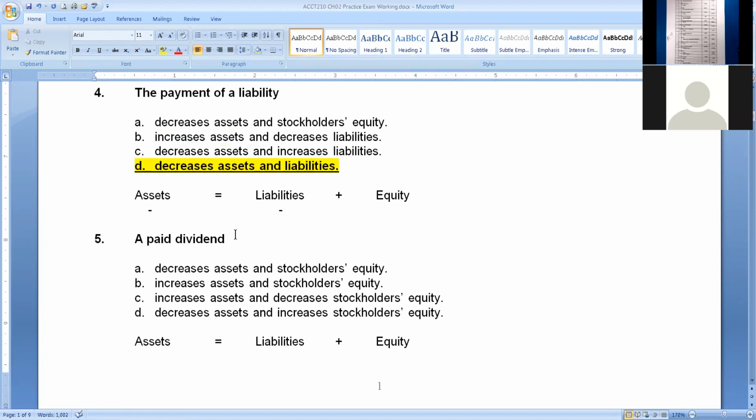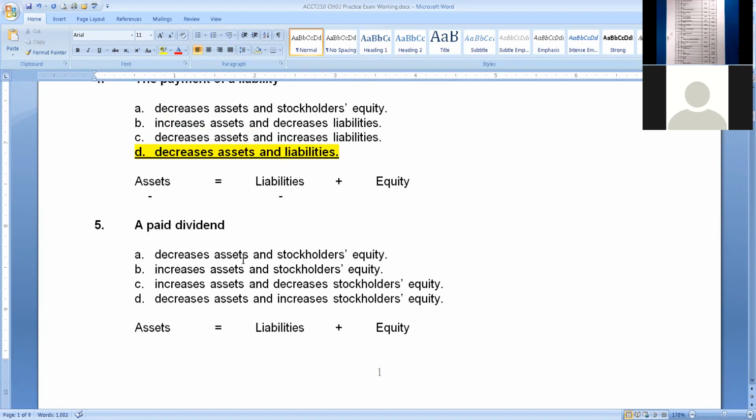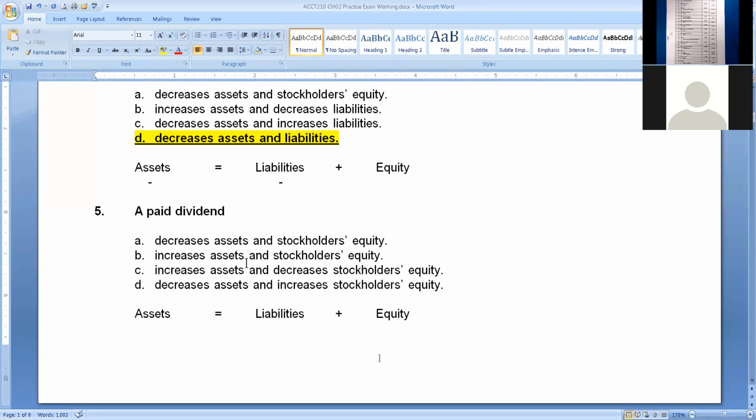Okay, 5, paid a dividend. This one's a kooky one, because of the way the book shows dividends being paid out. I don't have any problem with the way they show it, but it makes this one a little hard. Let's do the easy part. What did they pay the dividends with? Cash. So cash is an asset, it's going down.